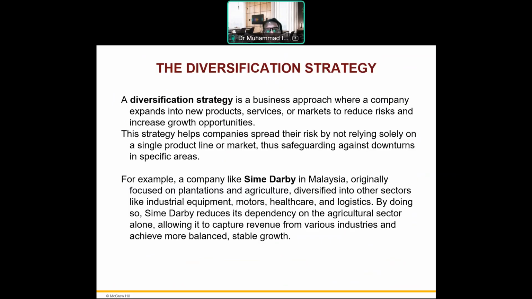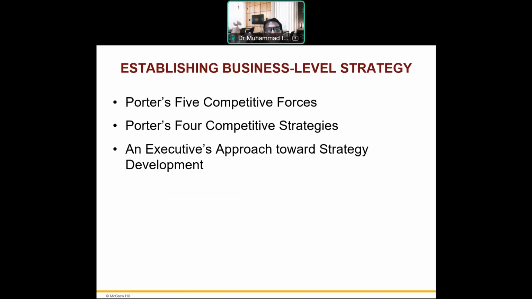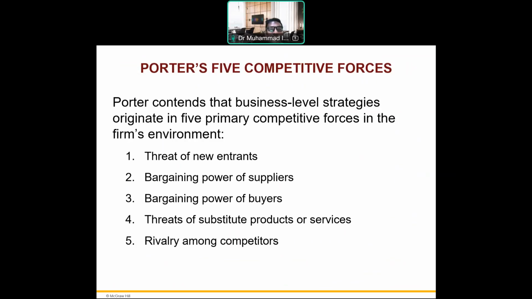Malaysian context example for you people. Okay, now the third section is the last section of our lecture today, establishing business level strategy: Porter's five competitive forces, Porter's four competitive forces, and the executive approach. So these are also different methods to identify competitive advantages. Here is the Porter content. The business level strategy originates in five primary competitive forces in the firm's environment.